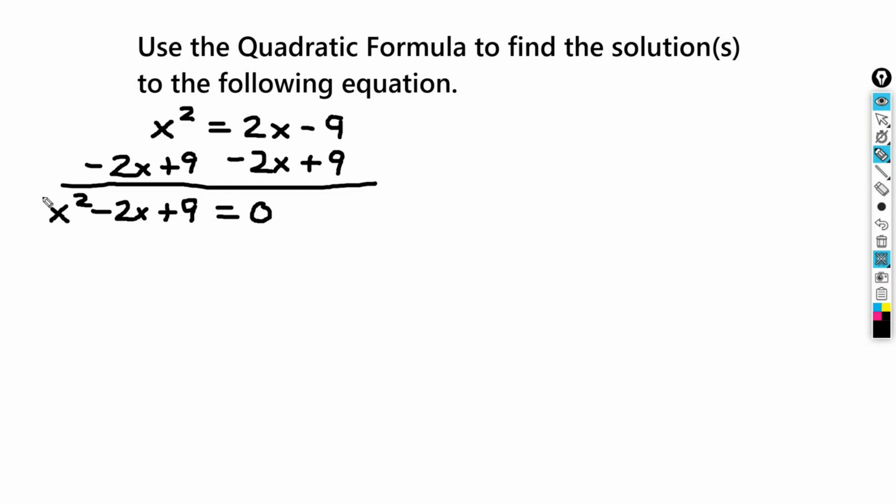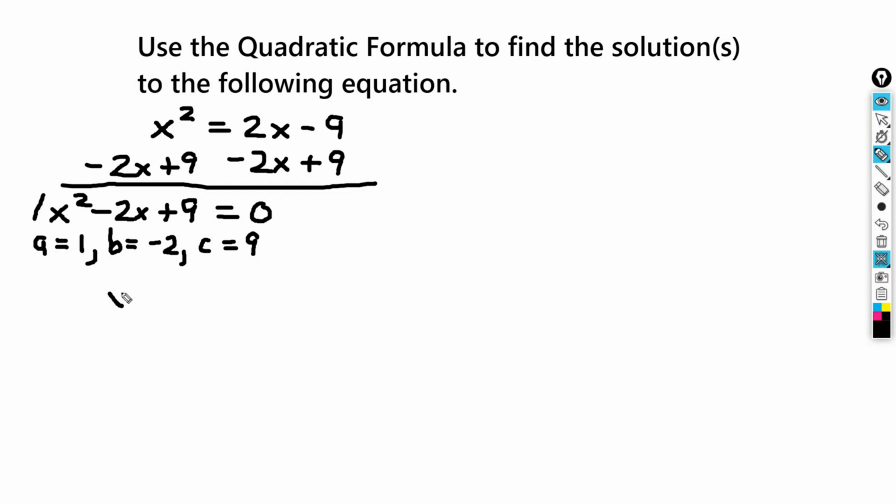Now it's understood there's a 1 in front of here, so that's going to be my a value. A is 1. B is negative 2. And C is 9. So we're going to use the quadratic formula.